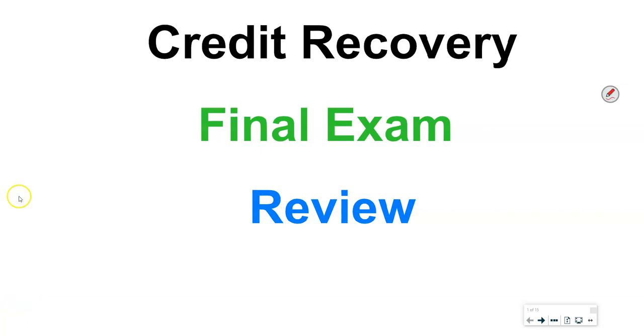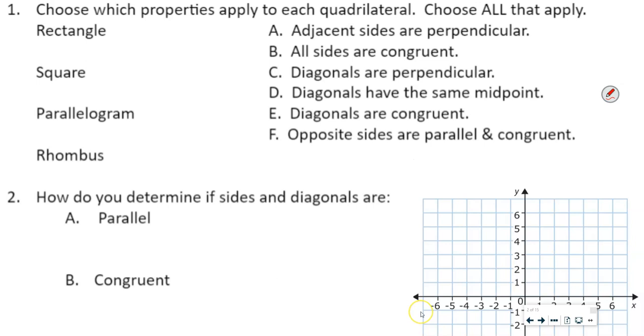So this is the credit recovery final exam review. Going to start right here. Choose which properties apply to each quadrilateral. I'll choose all that apply. So when we're looking at a rectangle, we want to look at each of these.